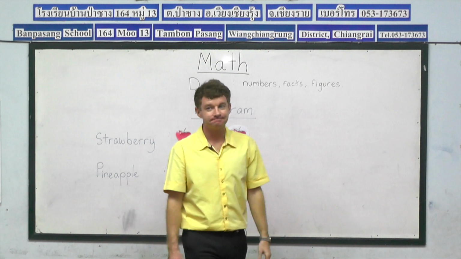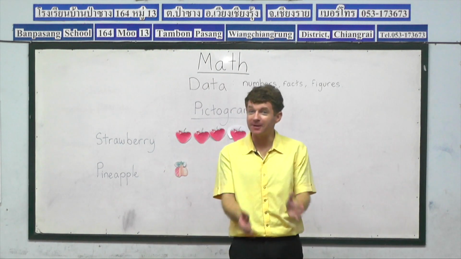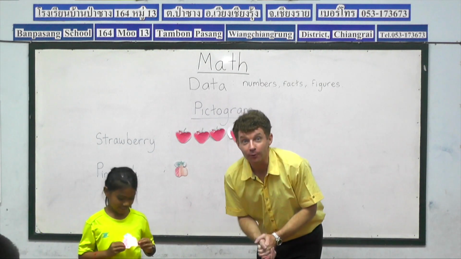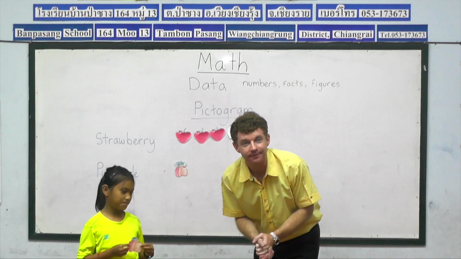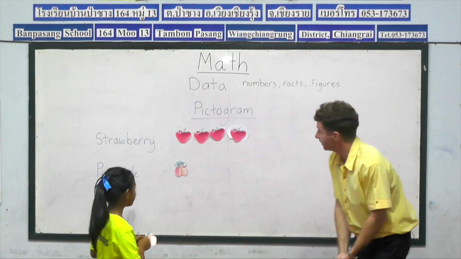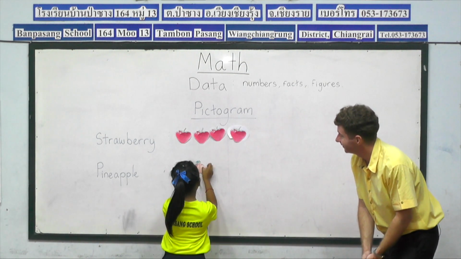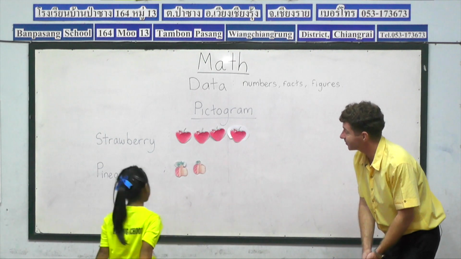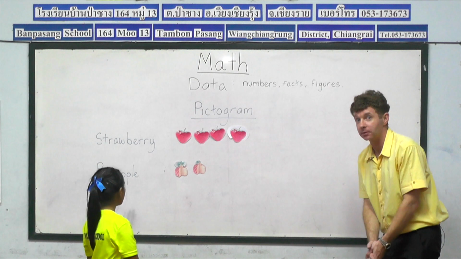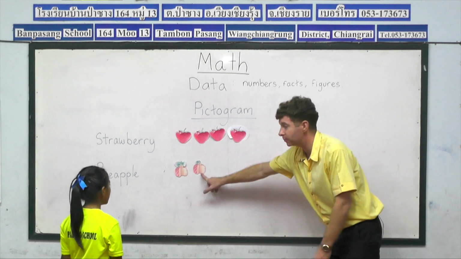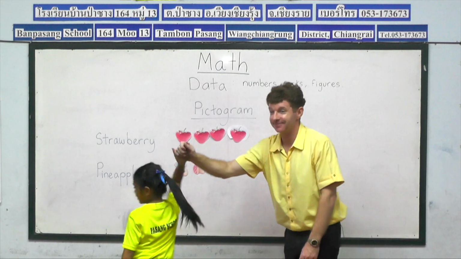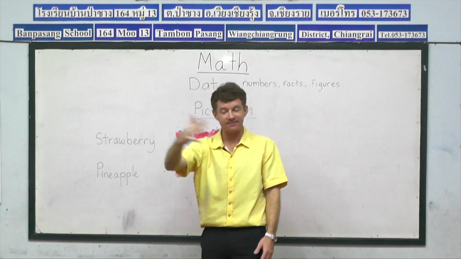Next one. Pakbung. Can you bring your favourite fruit forward? Oh, we've got another pineapple. Can we say, guys? Pineapple. Where will we place pineapple? Excellent. So how many for strawberry? 4. How many for pineapple? 2. And can you say, Pakbung? Pineapple. Well done. Excellent.